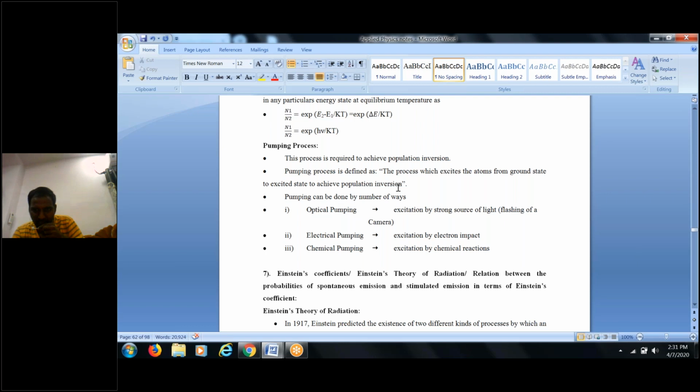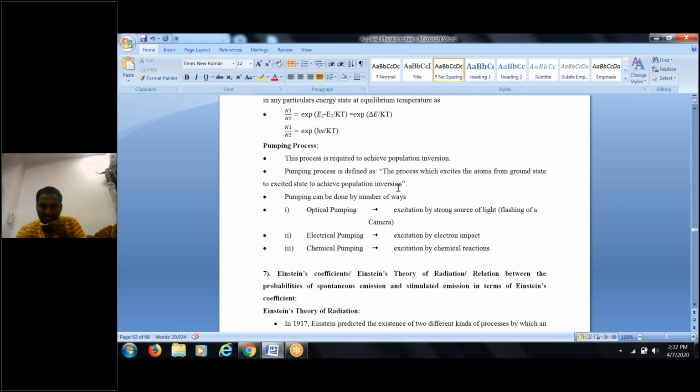Therefore, if you want to get the laser output, you must start the process with pumping. As a result of pumping, population inversion is there. Once population inversion is there, stimulated emission takes place. During stimulated emission, more and more coherent photons come out. Coherent photons are present only in laser light, so the corresponding light will be called laser light. In this way, we have to know the importance of population inversion and the pumping process.